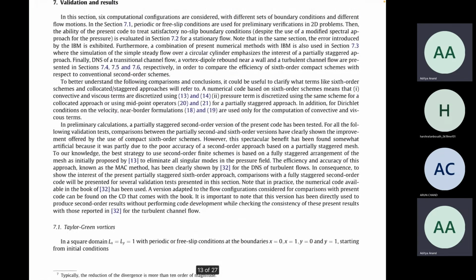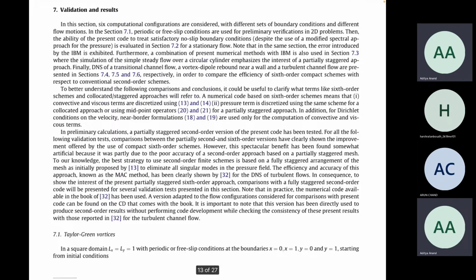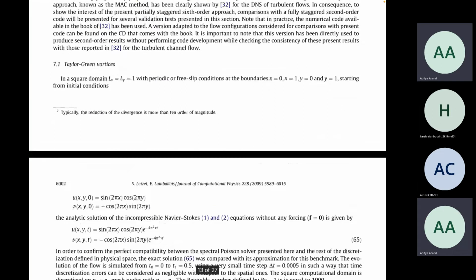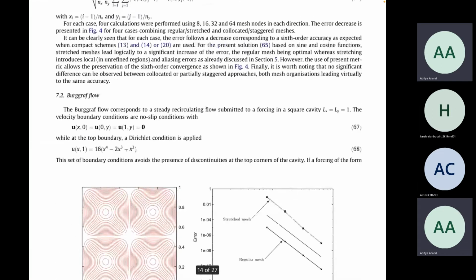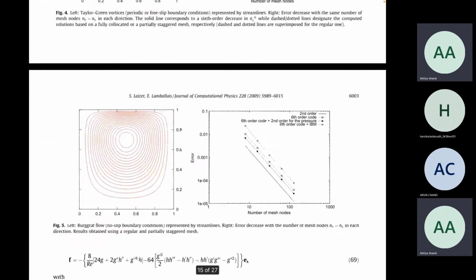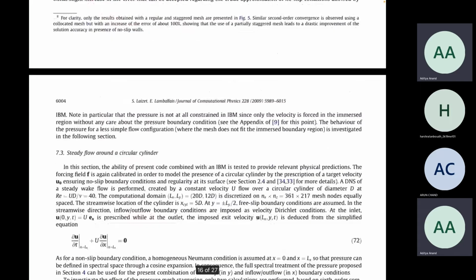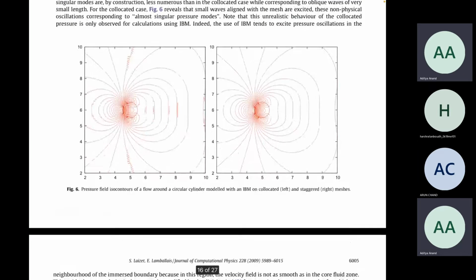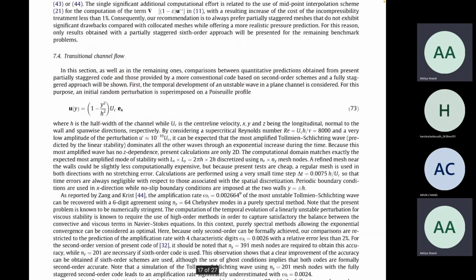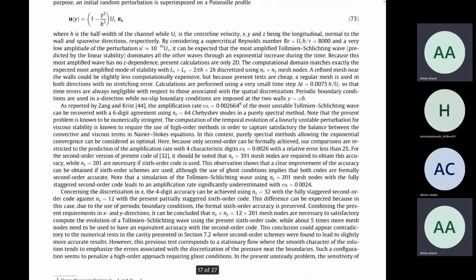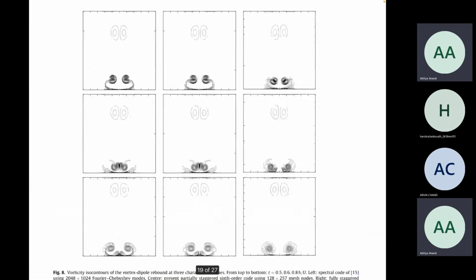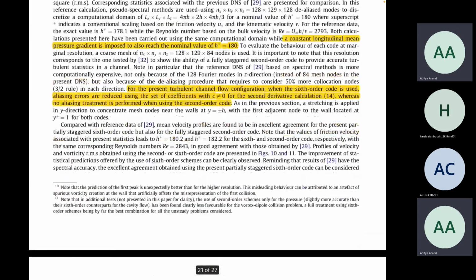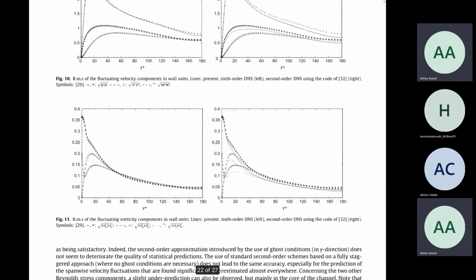So they have demonstrated a few cases here. They have demonstrated a Taylor Green vortex simulation, a big graph flow, steady flow around a cylinder. It has a transitional channel flow and a turbulent channel flow as well. So you can go through this paper. I'll send it to you.